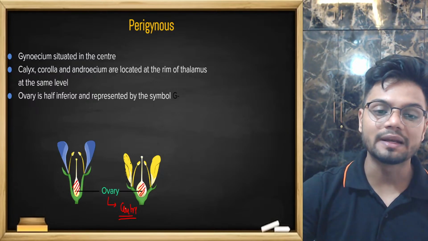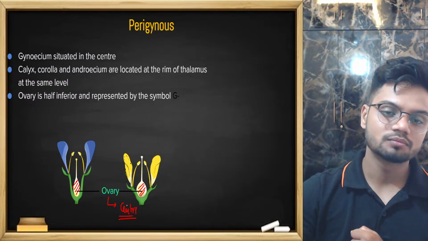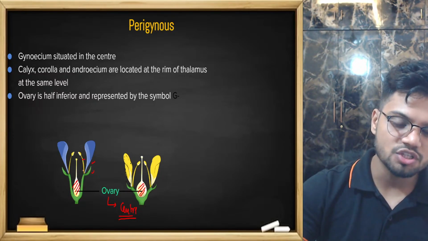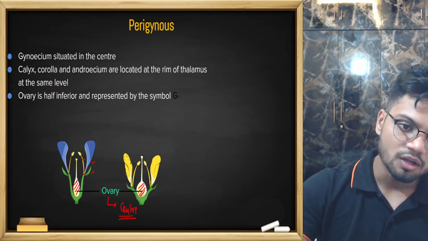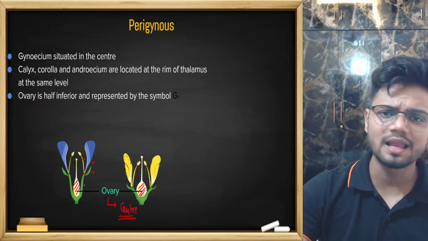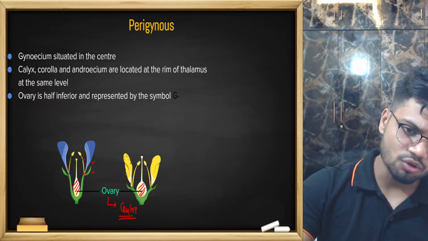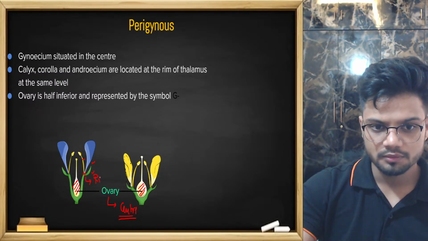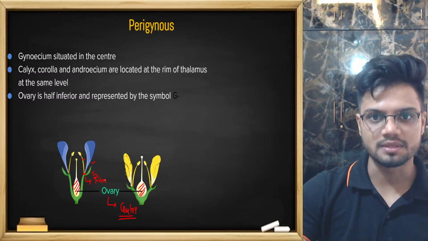Now look at the floral appendages. Where are they arising from? All the floral appendages, it could be sepals, petals, or androecium, aren't they arising from the corner of the thalamus? See, this is the thalamus. This green portion is called a thalamus. This is the corner of the thalamus. A corner is also called a rim, the rim of the thalamus.